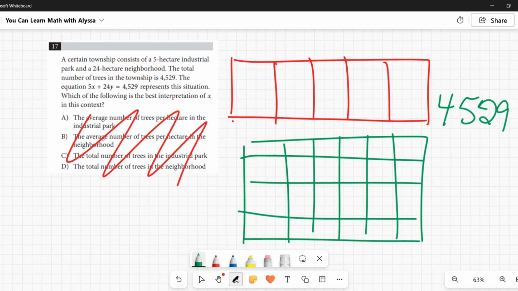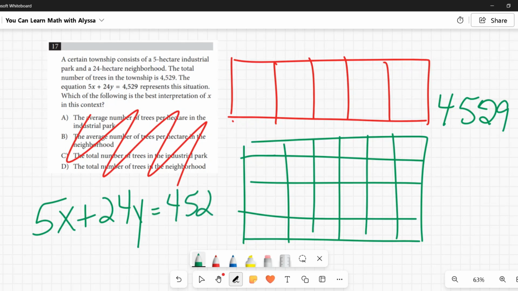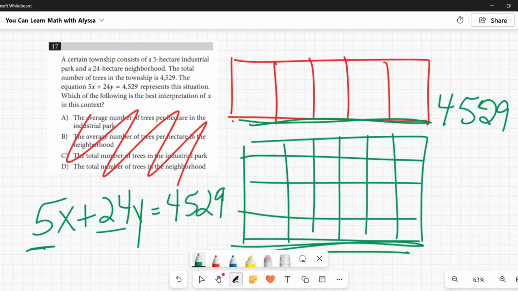4,529. And we have this equation, 5 times x plus 24 times y equals 4,529. So I've got these 5 hectares up here, and I've got a 5 there, and I have 24 hectares here, 24 there, and this math that I'm doing equals 4,529, which I've been told is the number of trees. All right, so 5 times a number plus 24 times a number, total number of trees. To me, this sounds like it's the number of trees in each hectare.